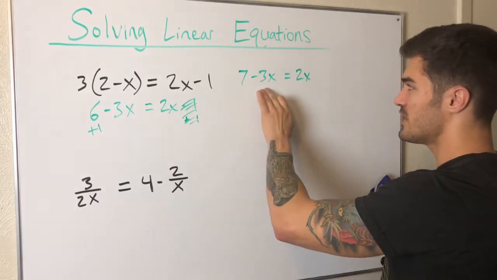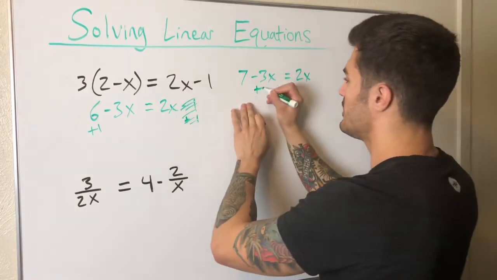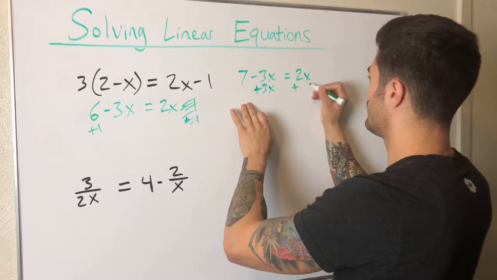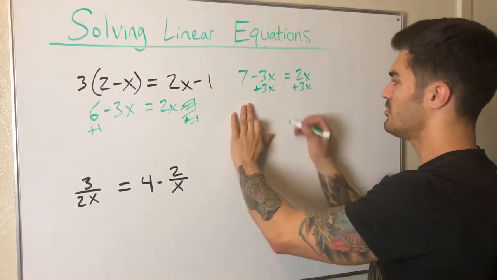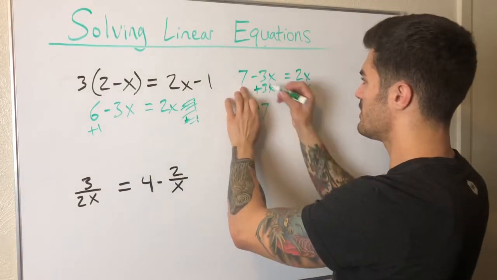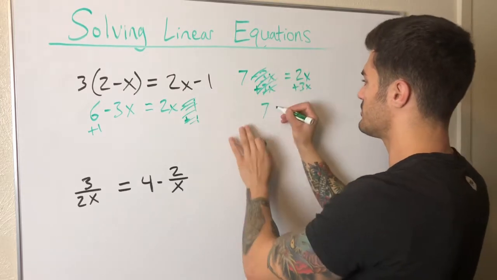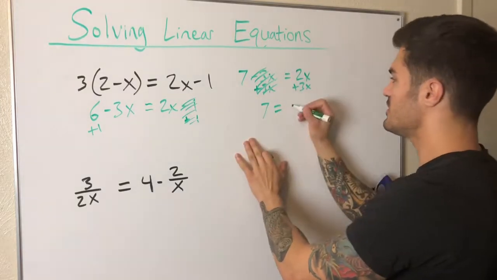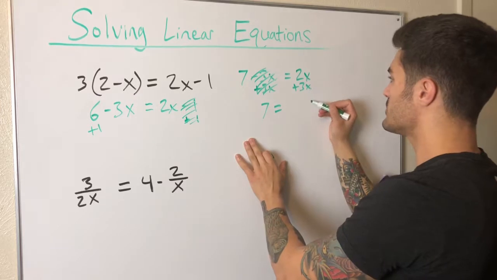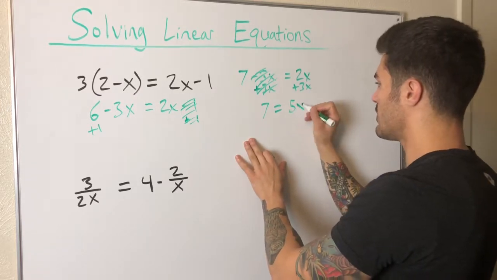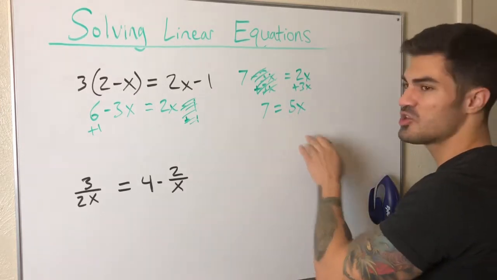I got a couple more steps here. I got to move this 3x to the right side. I'm going to add 3x to both sides. Now I'm left with what? 7, right? Because the minus 3x plus 3x canceled. I'm left with 7 equals 2x plus 3x is 5x. Now I got one more step. I need to solve for x.